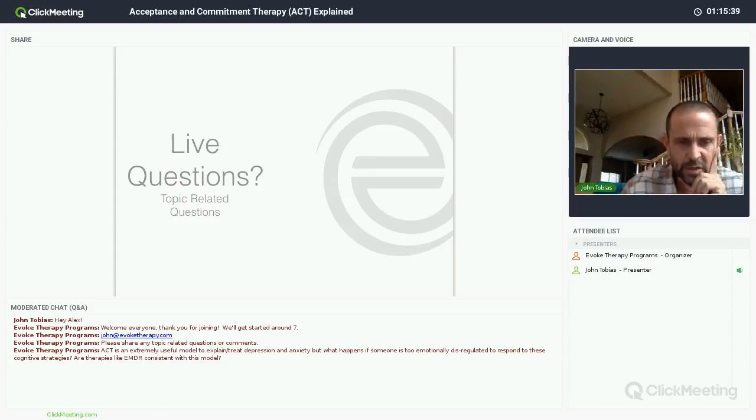ACT is an extremely useful model to explain and treat depression and anxiety, but what happens if someone is too emotionally dysregulated to respond to these cognitive strategies? Are therapies like EMDR consistent with this model?